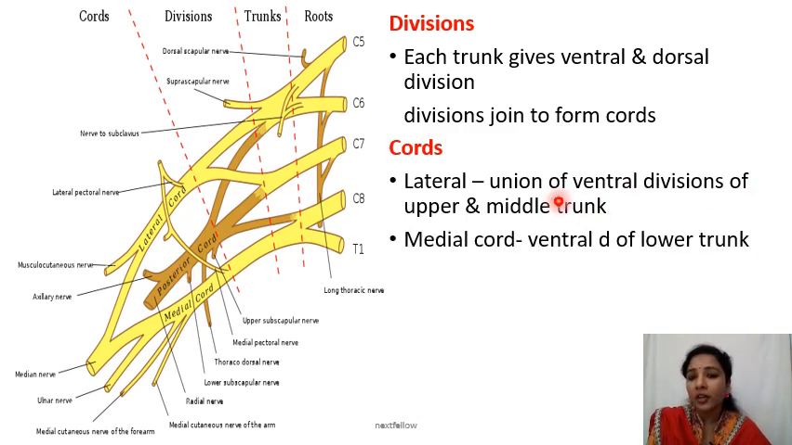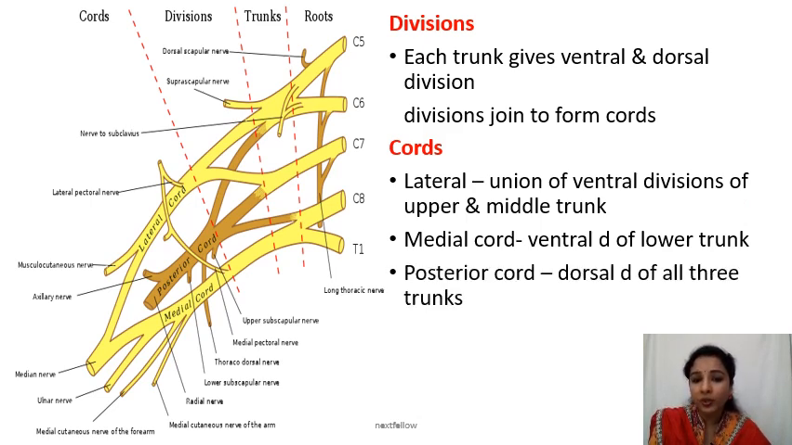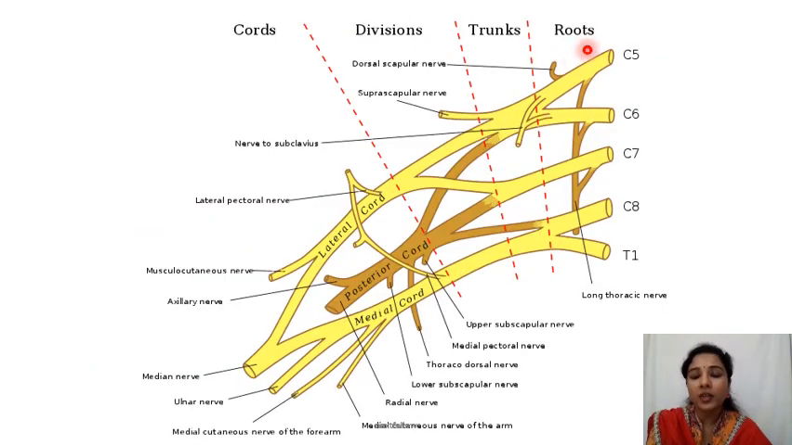So lateral cord: union of the ventral divisions of the upper and middle trunks. Medial cord: the ventral division of the lower trunk continues as the medial cord. Posterior cord: all the dorsal divisions of all three trunks join to form the posterior cord. So that was about the roots, trunks, divisions, cords. Next we move on to the branches.